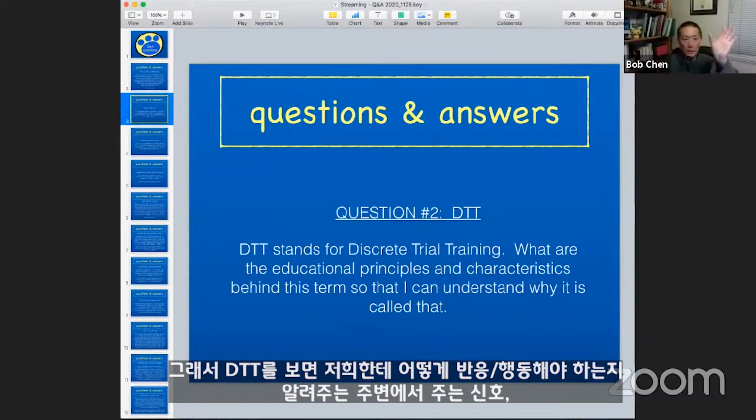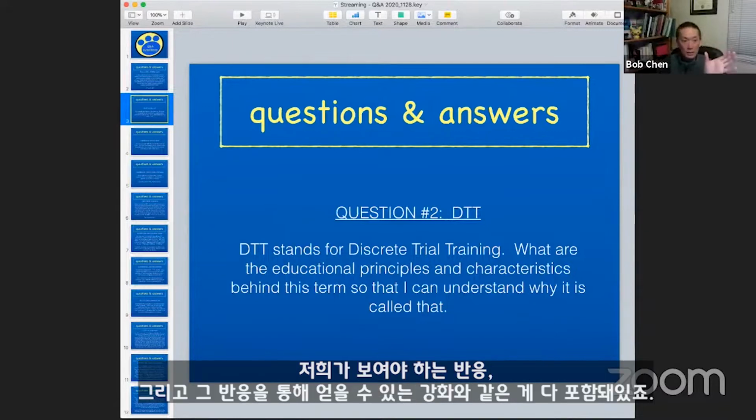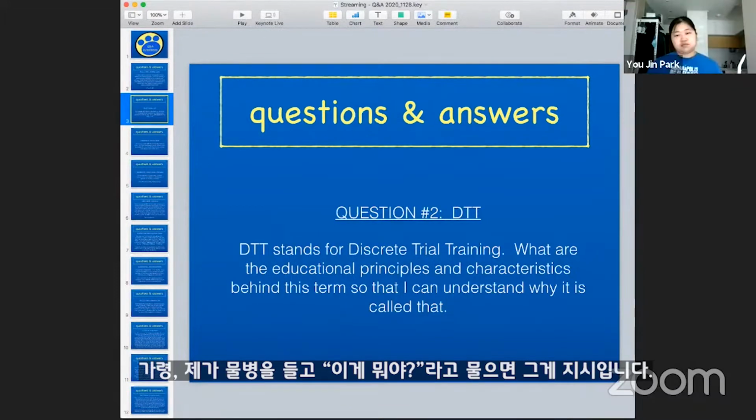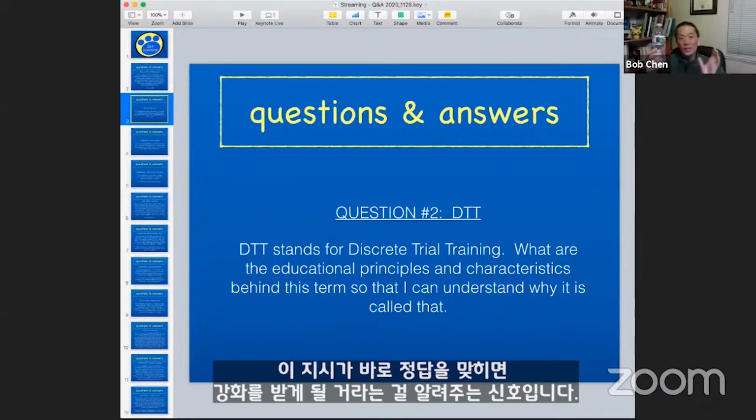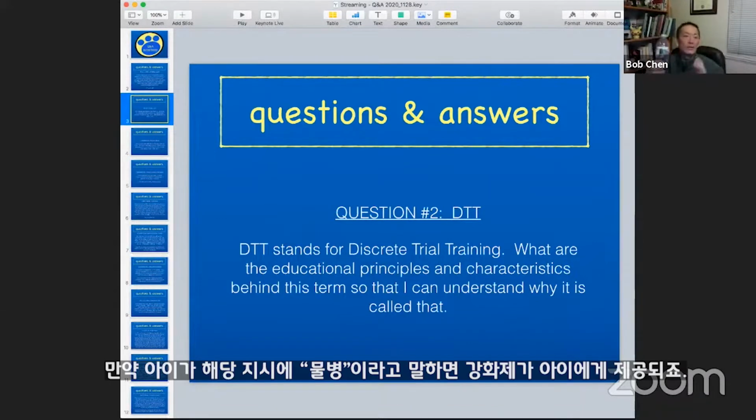So DTT is taking all of those segments that we talked about: the environmental cue that tells us how to respond, the response that we're expected to have, and then the reinforcement that we get for having that response. So if I hold up a water bottle and I say, what is it? That's the instruction, the cue that tells us if I answer this correctly, I'm going to be reinforced for it. So if the child says water bottle, then reinforcement is provided to the child.